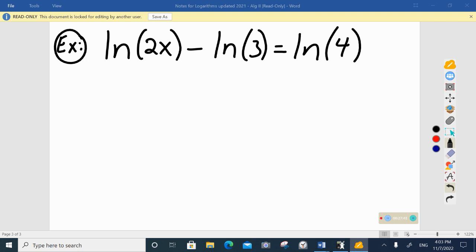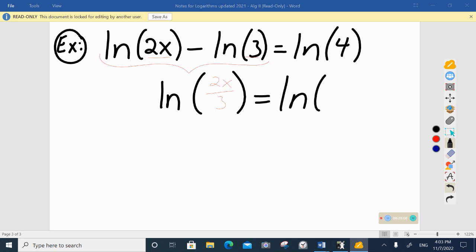Okay, another example with logs. This is the natural log, which means they're all log base e. I don't have 1 log. I don't have 2. I have 3. Now, the 2 on the left, what we want to do is combine that into one big happy log, compress it together. So a natural log minus a natural log is going to be a natural log, and you're going to divide what's on the inside. So I'm going to take 2x divided by 3. So just like that, we went from 3 logs down to 2 logs.